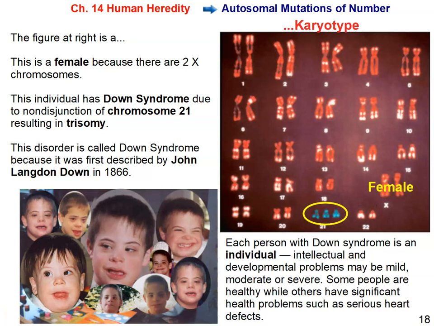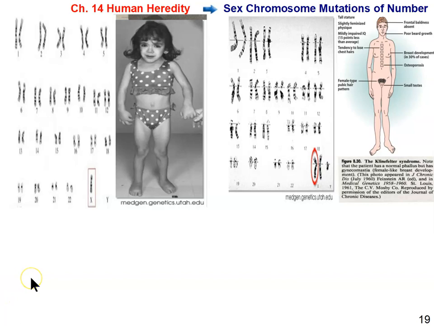So this is an example of aneuploidy involving an autosomal chromosome, but we can also have aneuploidy involving sex chromosomes, and that's what we're looking at on this slide. These are two different forms of disorders that are caused by the wrong number of sex chromosomes. And they're caused by non-disjunction of the sex chromosomes, just like in the autosomes.